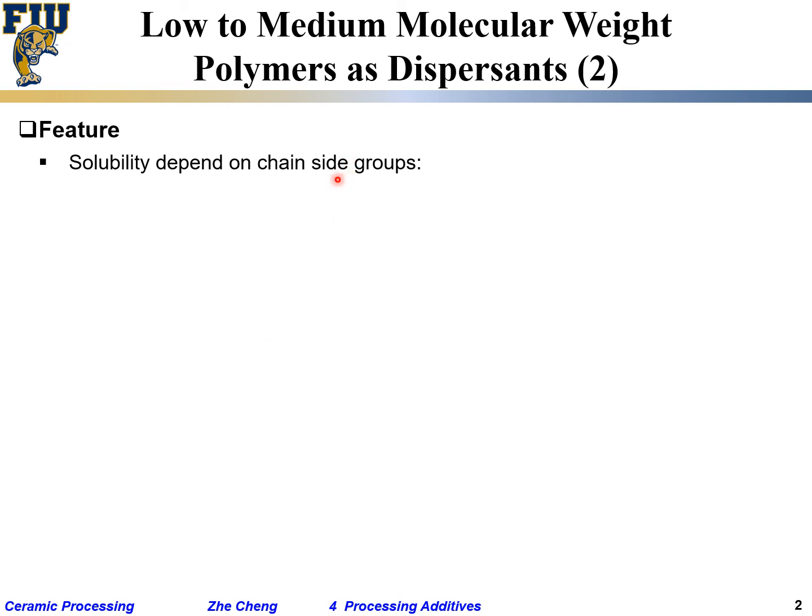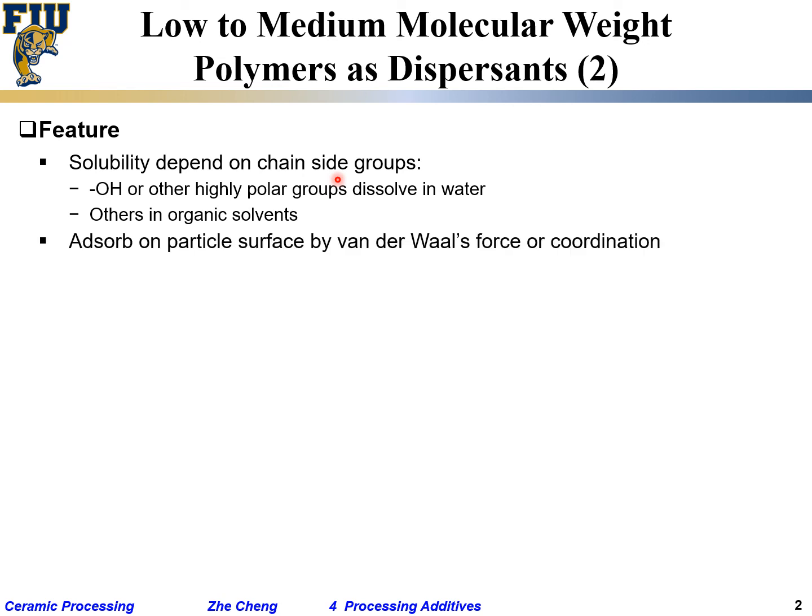Like the PVA and the PMAA, they would dissolve depending on the side group. OH or other highly polar groups would dissolve in water. The PVA would dissolve in water, others in organic solvent. Okay, they adsorb on the particle surface by van der Waals force. They may be used as binders in some cases.